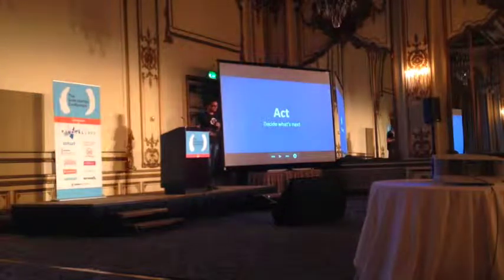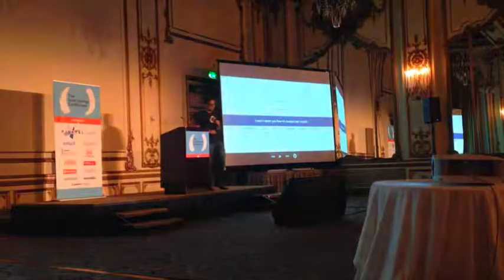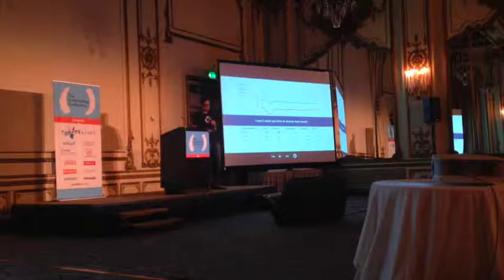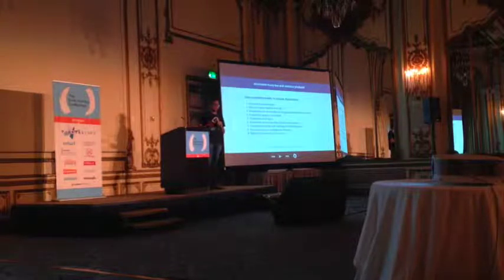And then the last section, but not least, is act. So basically decide what to do next. I'm not going to teach you how to analyze test results. There's lots of content out there, and I'm sure someone's talked about it at this conference already. But the thing I am going to talk to you about is this idea of a playbook.